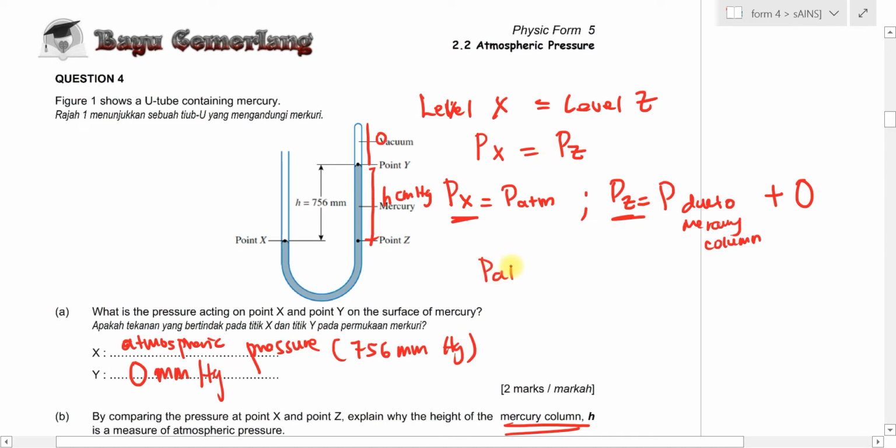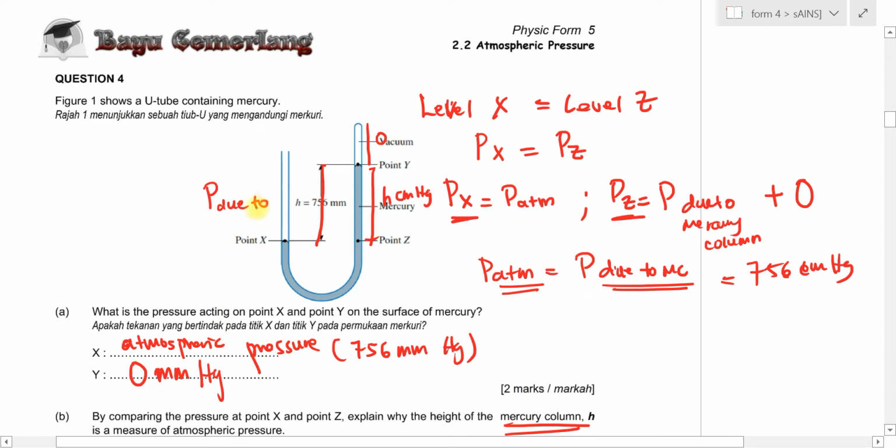That means your atmospheric pressure should be the pressure due to the mercury column plus 0, which is nothing. So atmospheric pressure is the pressure due to your mercury column, which is equal to 756 centimeter Hg. This part, remember, is what I call the pressure due to the mercury column. Okay, it's like this, guys.